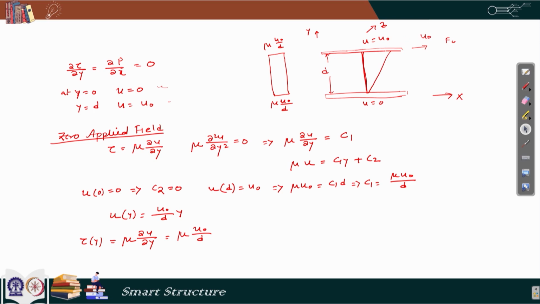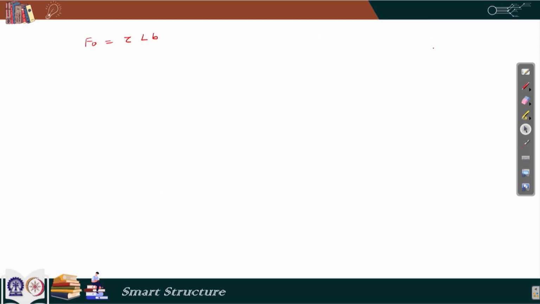The inner surface of this plate, which is in the x z plane, experiences the shear stress tau, the value of tau at y equal to d. In our case tau is constant. So, it experiences a shear stress of amount mu into u 0 by d. If I multiply that stress by the area of the inner surface of this plate, which is L into B, we get the total force F 0. So, F 0 is tau into L into B, which comes to be mu multiplied by u 0 by d into L B.